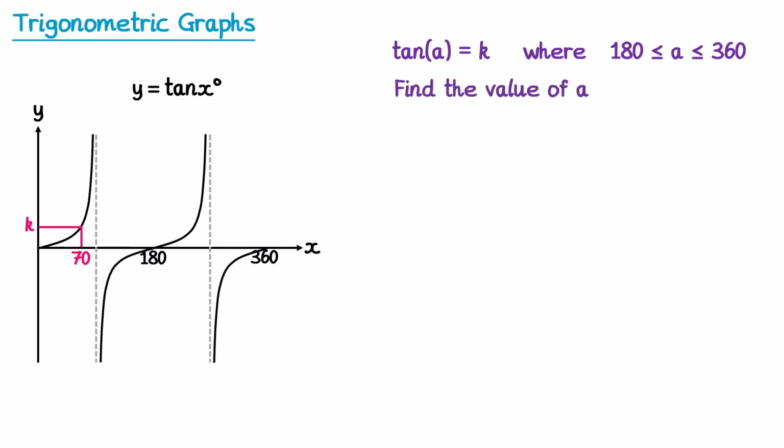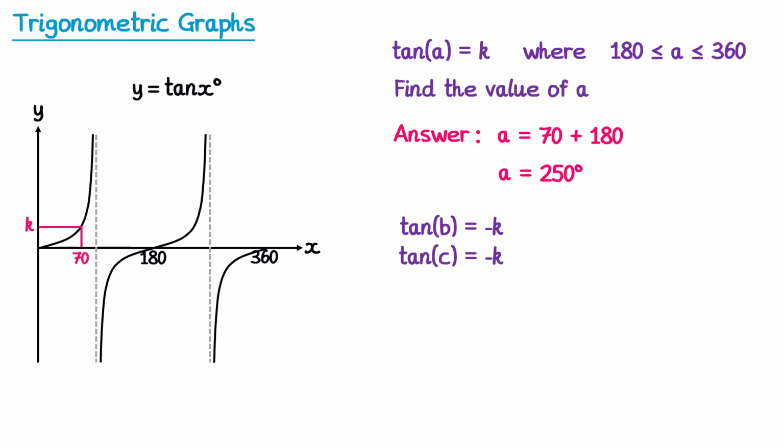So just like in the previous 2 examples, we're going to extend this horizontal line from k until we hit the graph again. And this must be our value of a. And this is good because it is between 180 and 360 like the question says. So how do we find this value for tan? Well, tan is actually quite easy to deal with. Because it has a period of 180 and the graph looks like this, we can just add or subtract multiples of 180 to find the next solution. So the distance between 70 and the next solution here is just 180. So to find this value of a, we could do 70 plus 180, which is 250 degrees. So a is 250.